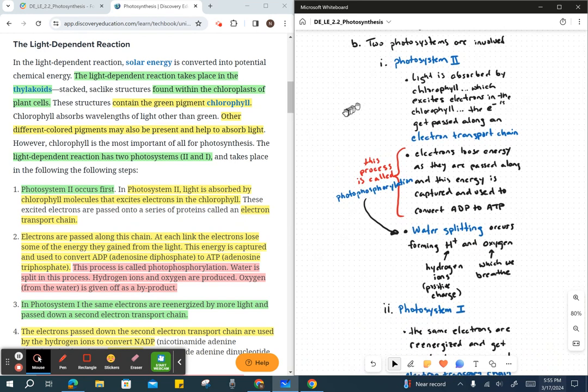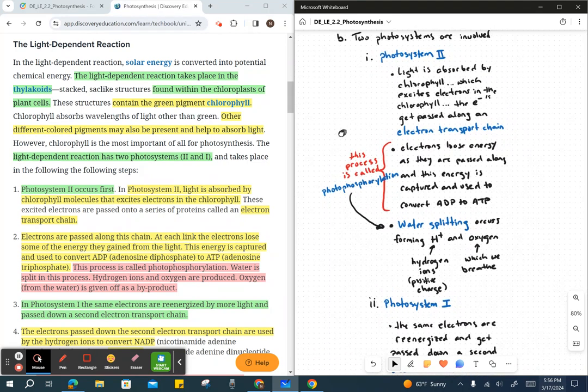So there's two photosystems that are involved. It's going to sound weird, but you start with photosystem 2. And that just happens to be the way they discovered these systems. They discovered a system, photosystem 1, and then they realized after the fact that there was a system that preceded that. And so we put photosystem 2 as the first one.